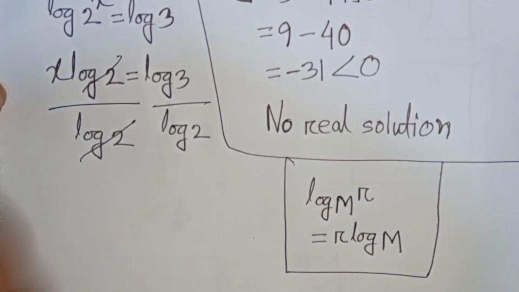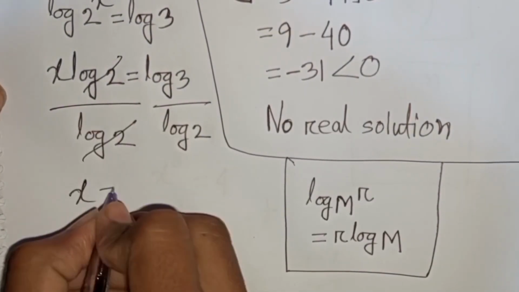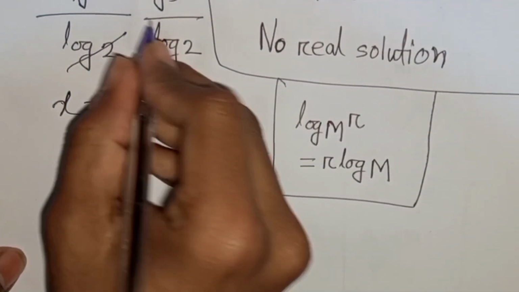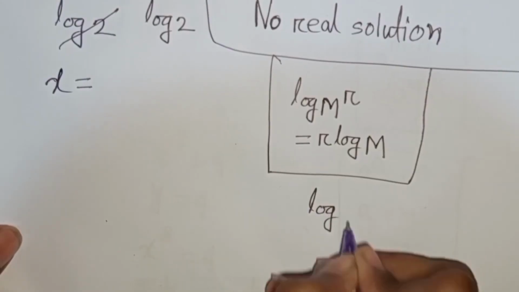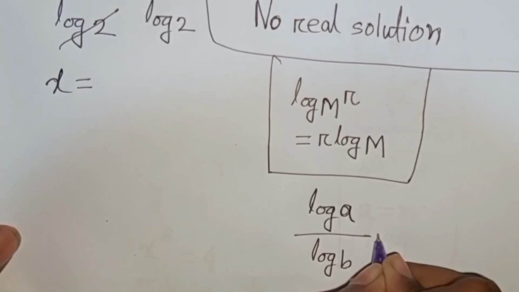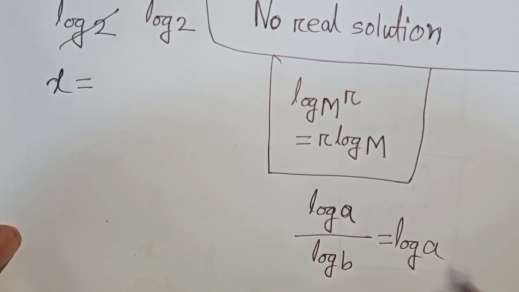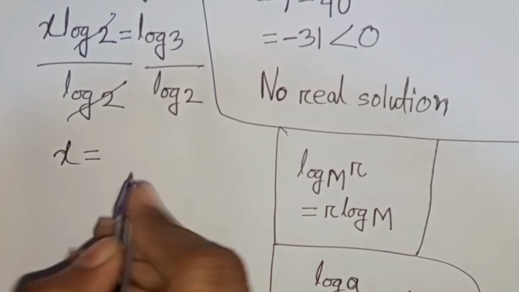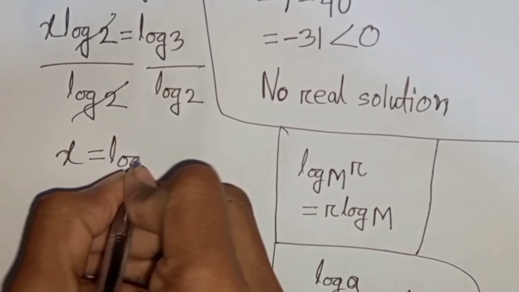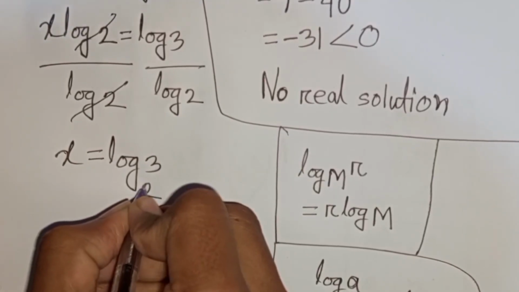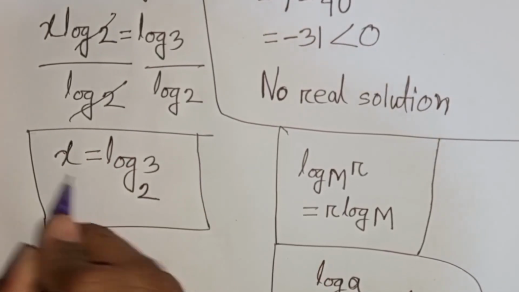So here x will be equal to, here we can apply this formula: log a divided by log b is equal to log a base b. So according to this formula, this divided by this, that means it will be log 3 base 2. So this is the value of x.